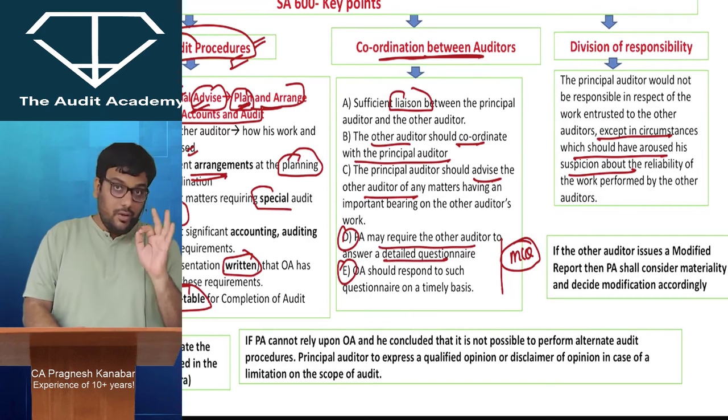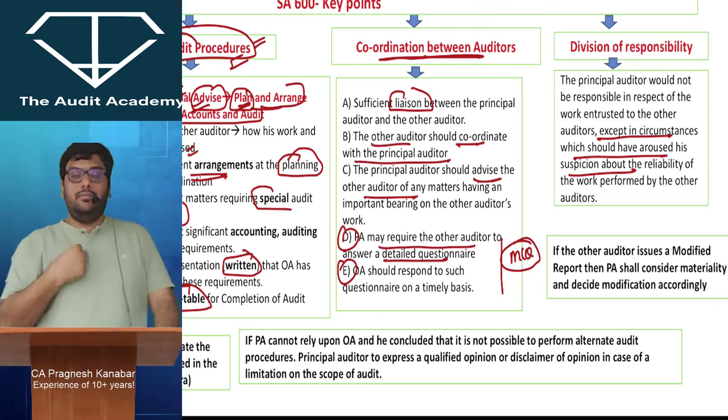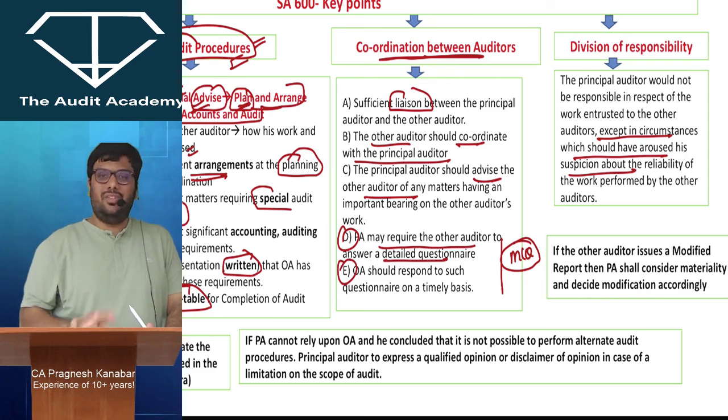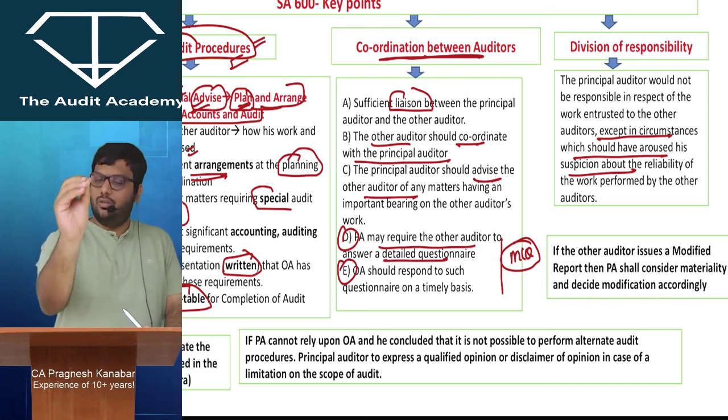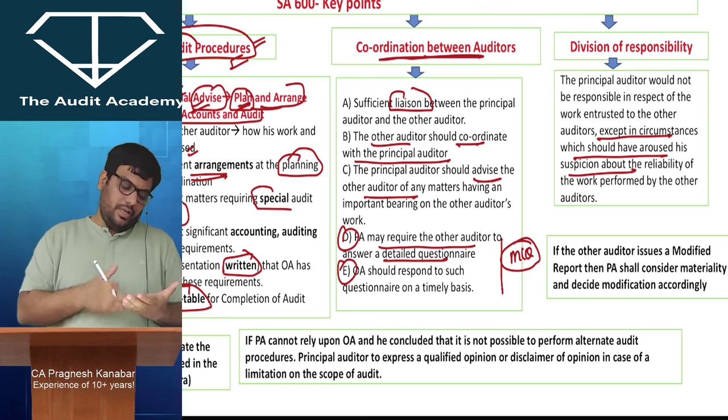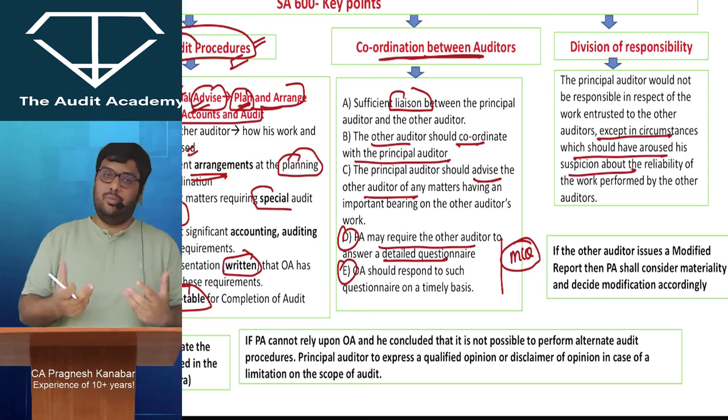Now listen to me. You are the other auditor, I am the principal auditor. Let us say that I have relied upon you after performing these procedures. I have not developed any doubt and you are also a very honest person. You gave me your audit report. I went through that report and you have given a qualified opinion or adverse opinion.